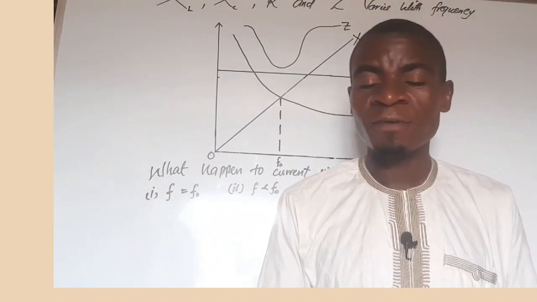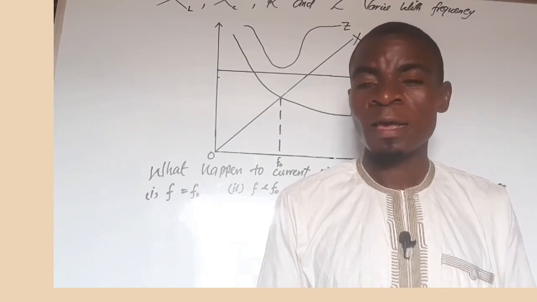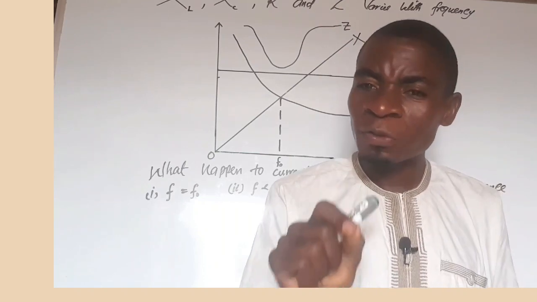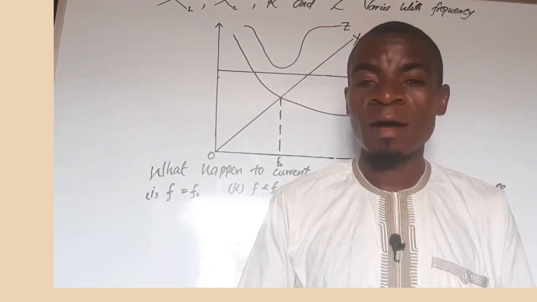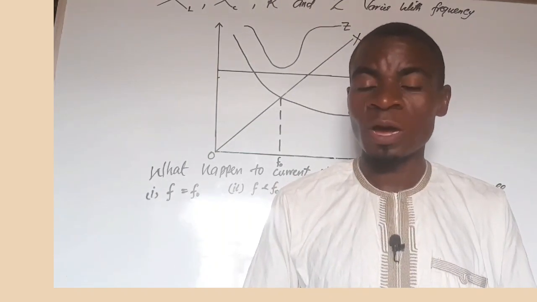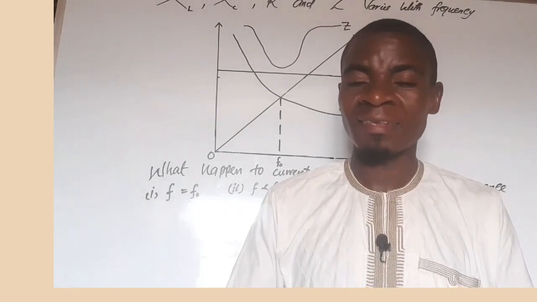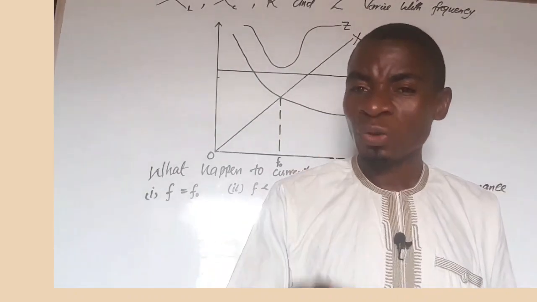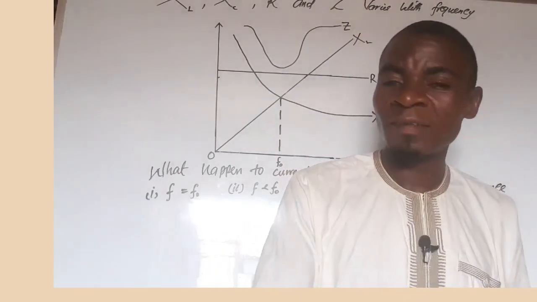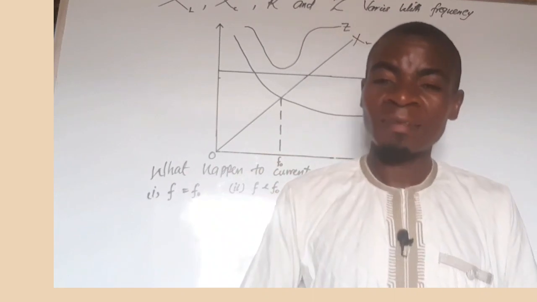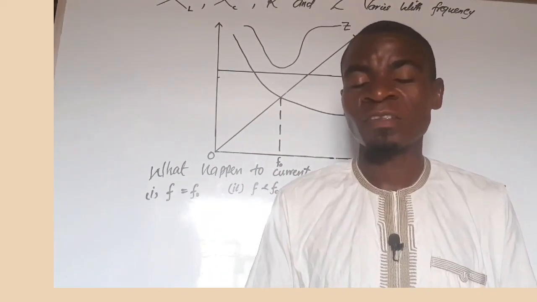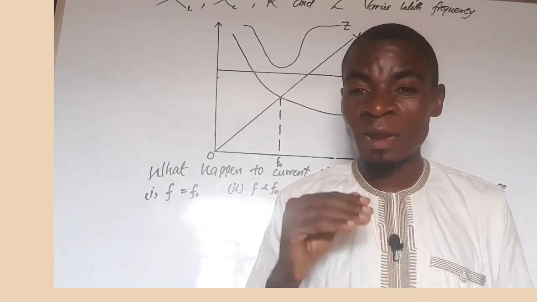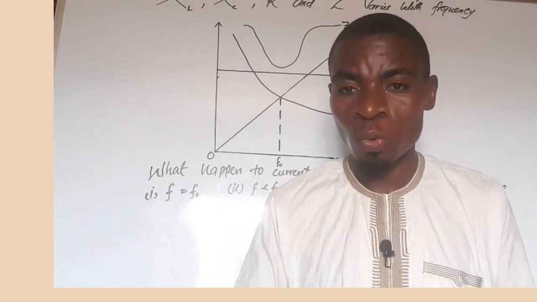When you plot a graph of inductive reactance and the capacitive reactance, there is a particular point where the lines intersect each other. That point at which the lines of inductive and capacitive reactance intersect, we call it a resonance point, or a resonance frequency. It's at that point that resonance occurs.